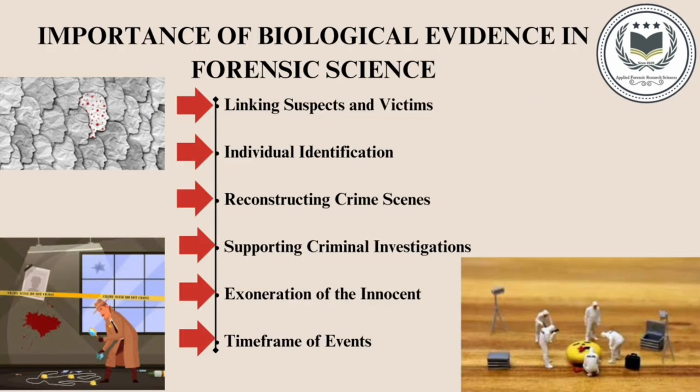Importance of biological evidence in forensic science. First one, linking individual, suspect and victim. Biological evidence plays a crucial role in establishing connection between suspect and victim. By analyzing biological materials such as blood, saliva or hair found at the crime scene, forensic experts can determine whether these samples match the DNA of the suspect.